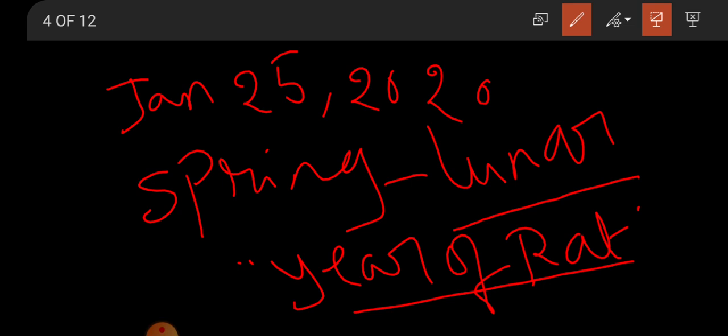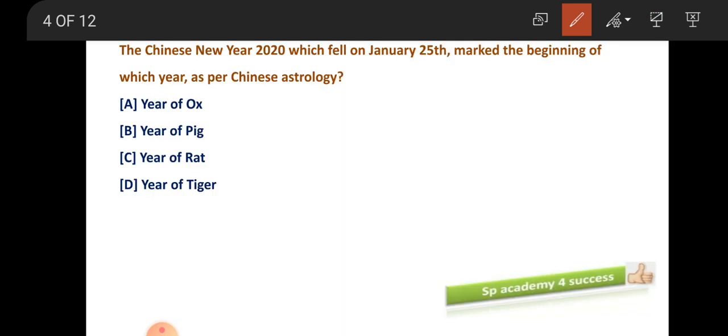And for 2020, the year is called the Year of the Rat. Now let's go back to our question. Just check here, what is the right answer? Option C, that is, Year of the Rat is the name of the Chinese year for this year. Right. So the answer for this is option C. Let's move on to the next question quickly.